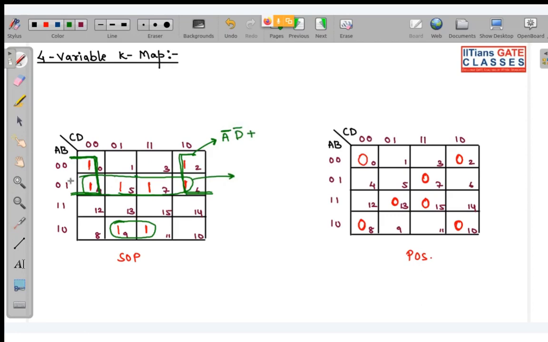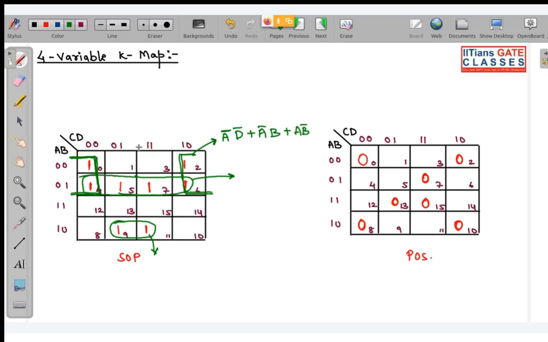So you can see only A equal to 0, B equal to 1 is common. So that will be A complement B plus this group. So what you can do? You can see here out of A, B, C, D, AB is common. So that will be what? A, B complement. Out of CD, what is common?